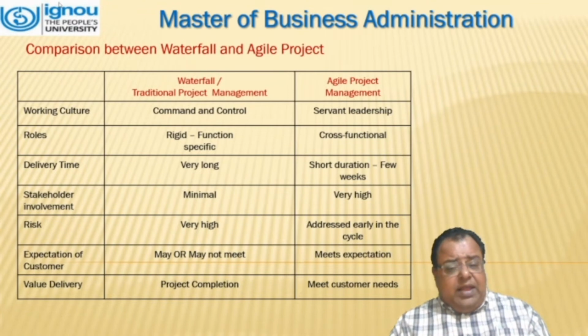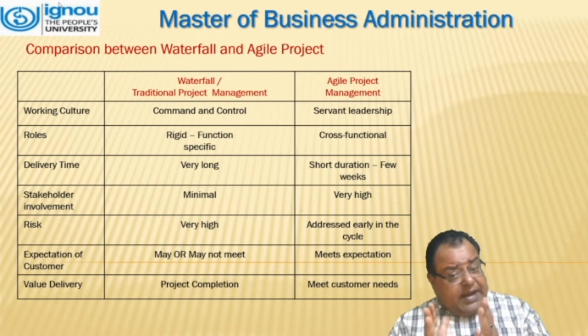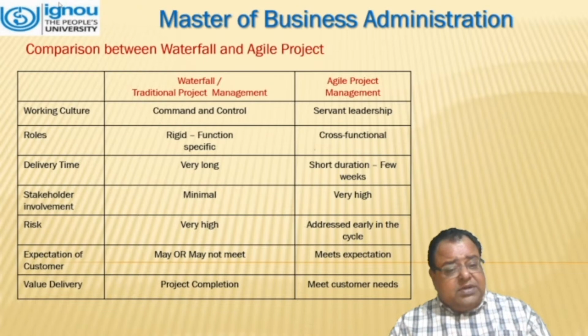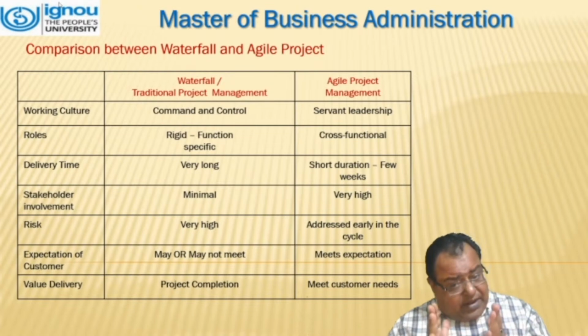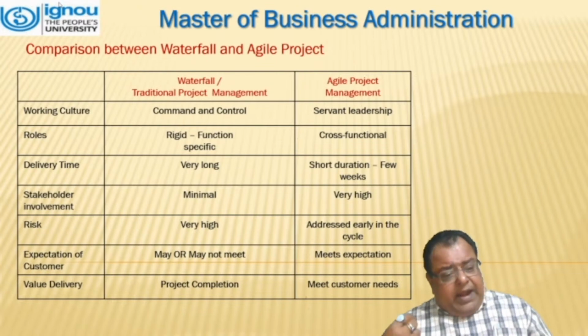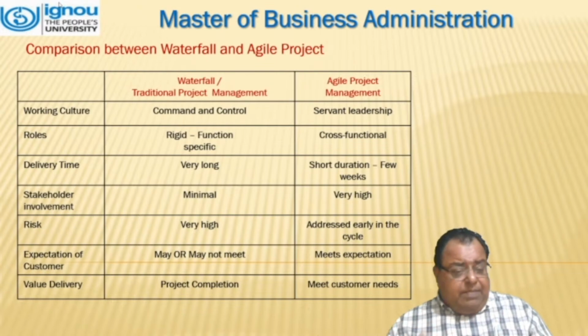Risk is very high, but in Agile, it is addressed early in the cycle. Expectations of customers may or may not be met, but in Agile project management, expectations of the customers are met. And value delivery is project completion based in waterfall, and in agile it meets customer needs.